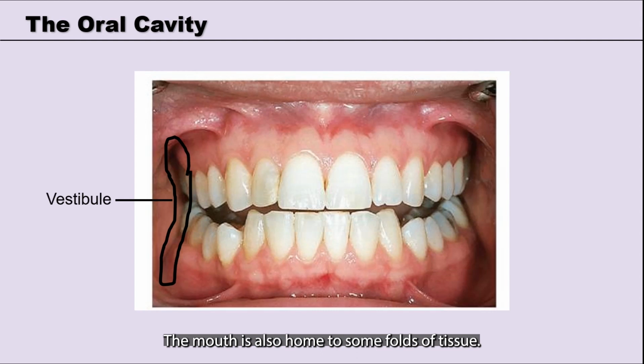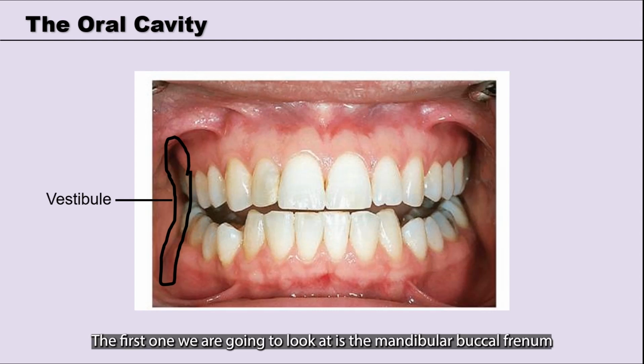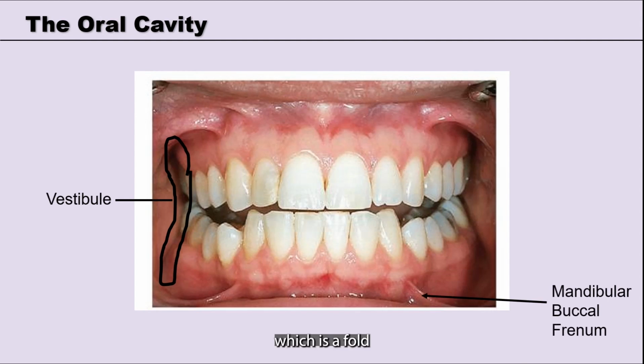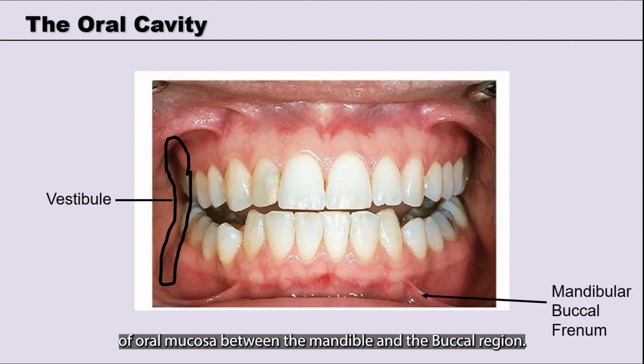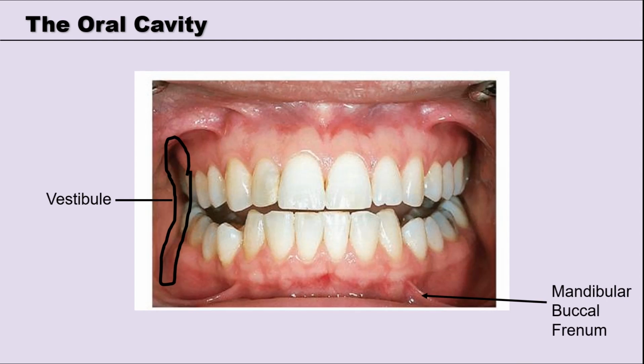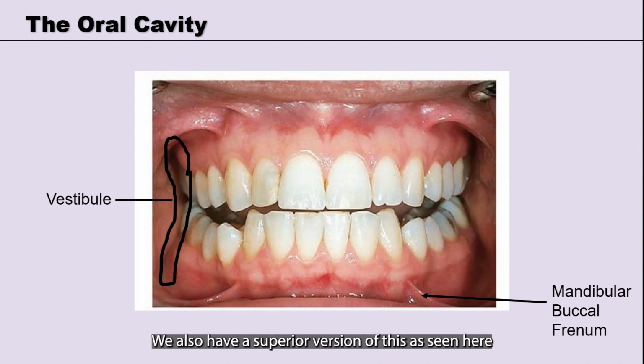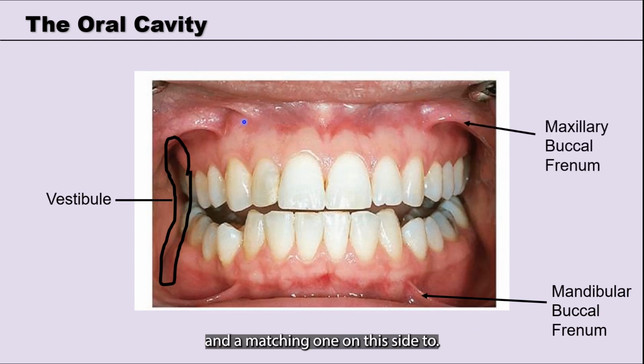The mouth is also home to some folds of tissue. The first one we are going to look at is the mandibular buccal frenum, which is a fold of oral mucosa between the mandible and the buccal region. We have one of these on the left and on the right. We also have a superior version of this, as seen here, and a matching one on this side too. This is the maxillary buccal frenum, which bridges the buccal region and the maxilla.